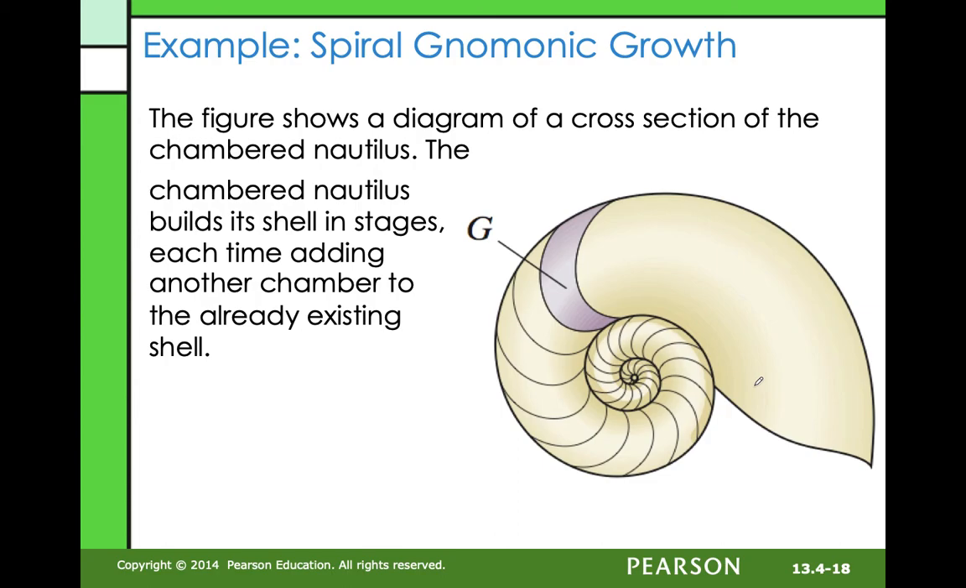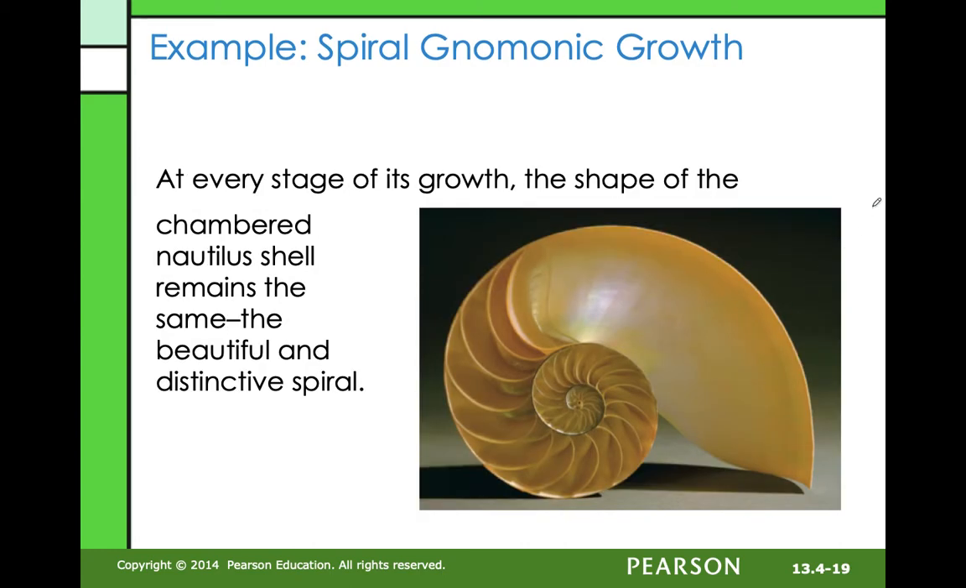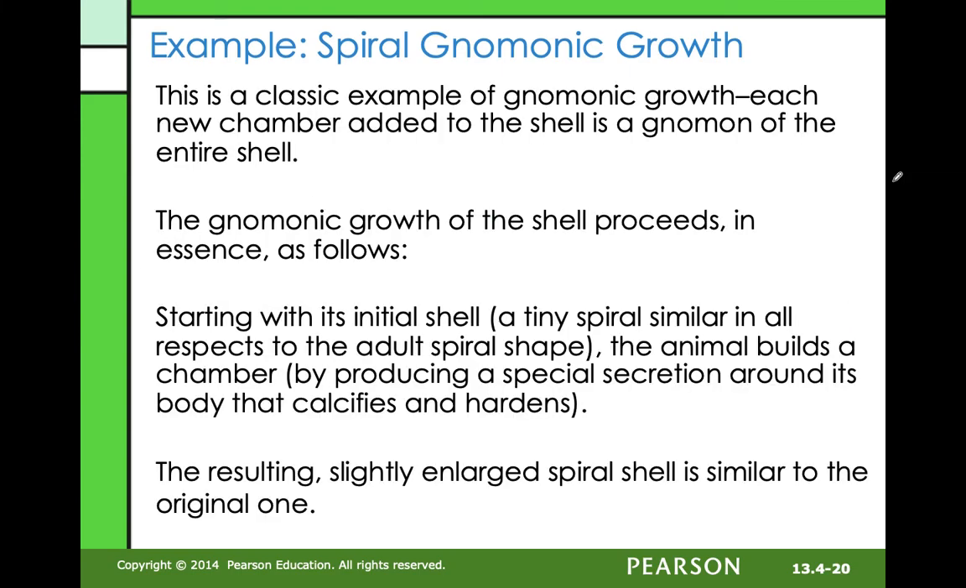Another example of that is a chambered nautilus. The figure that you see there on the right is a cross-section of the chambered nautilus. The chambered nautilus builds its shell in stages, each time adding another chamber to the already existing shell. And at every stage of its growth, the shape of the shell remains the same, this beautiful, really distinctive spiral. This is a classic example of mnemonic growth. Each new chamber added to the shell is a nomen of the entire shell.